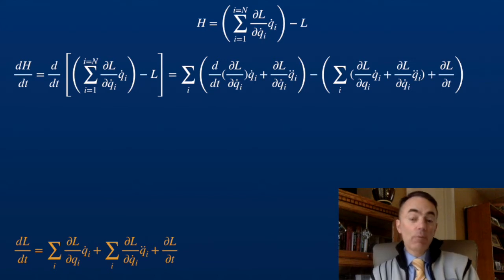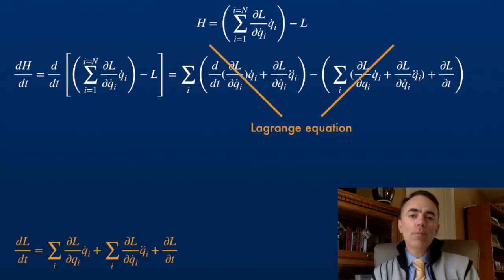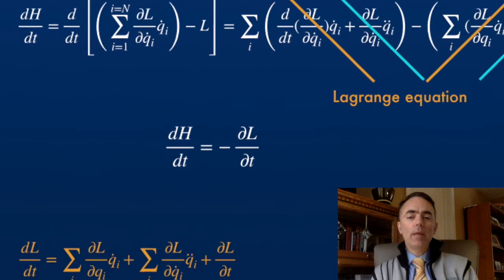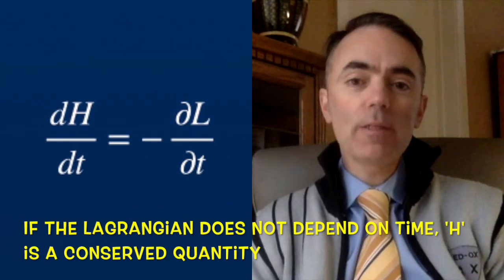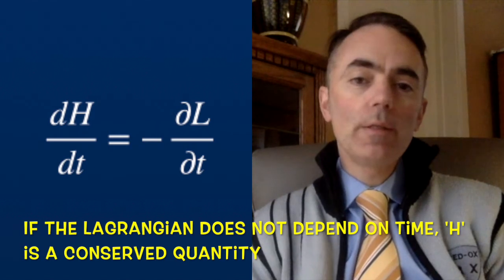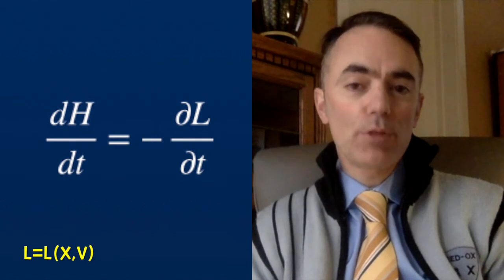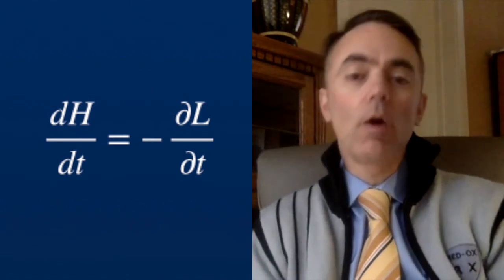First, it is the derivative of the product, and then it's the derivative of the Lagrangian. But look, the first and third terms cancel, and the second and fourth terms also cancel, so the derivative of h with respect to time is the negative partial derivative of L with respect to time. This means that if the Lagrangian does not depend explicitly on time, this new quantity h is conserved. This h will be conserved if the Lagrangian depends on the positions and the velocities, but not explicitly on time.